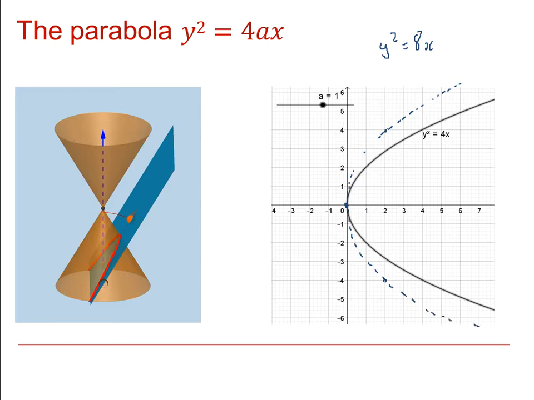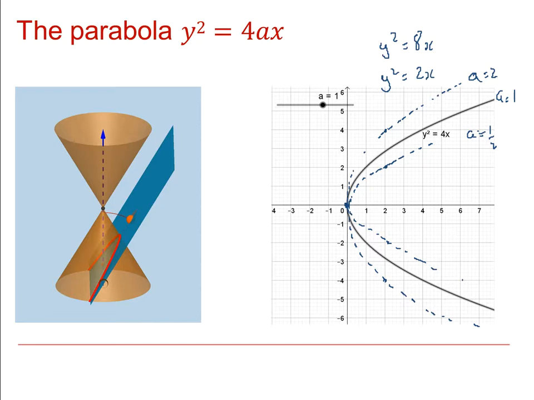If a was equal to a half, so we had y squared equals 2x, then when x is equal to 2, y squared would be equal to 4, so y would be 2 or negative 2. And you can see then that new curve is going to be rather narrower, in this fashion. But all of them pass through the origin. So there we have a equal to a half, a equal to 1, a equal to 2.